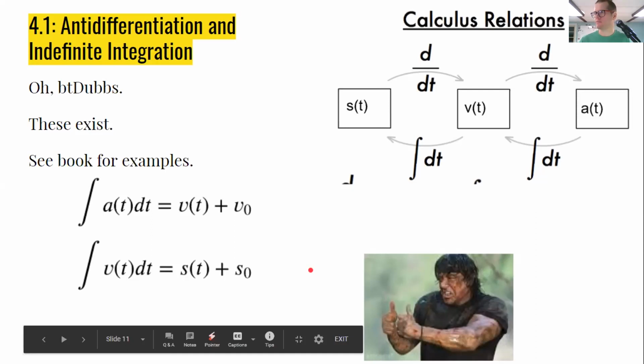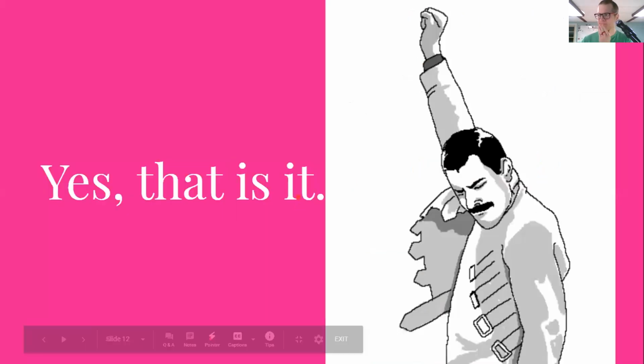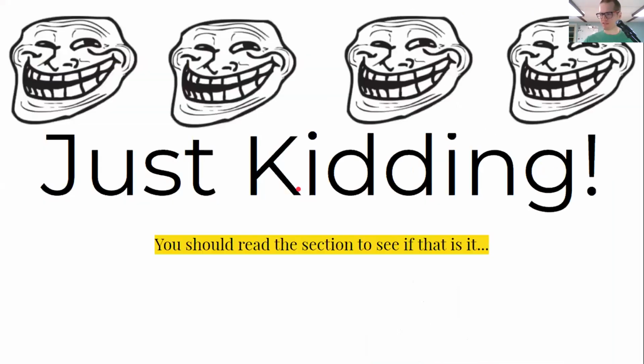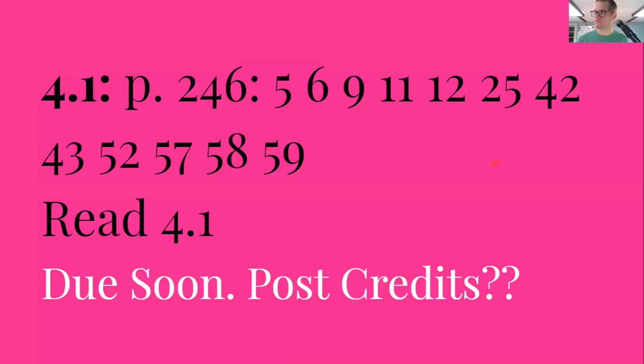Hey, that's it. Just kidding. There is a little bit more in the section, but basically it's a couple more examples that we didn't do, and it walks through how to do a position, velocity, acceleration problem. So I'm going to leave you to do that. I also have an example in the post credits. I forgot about that. You can go check that out at your leisure.